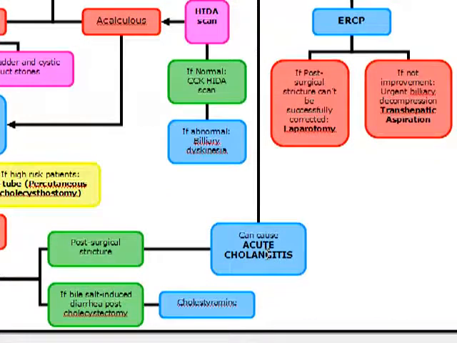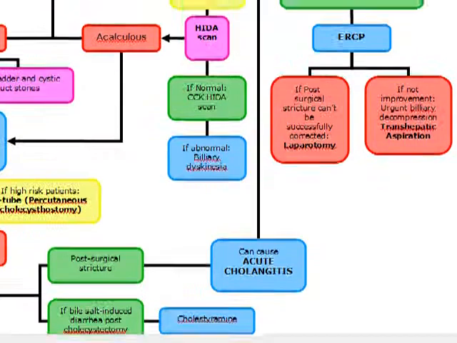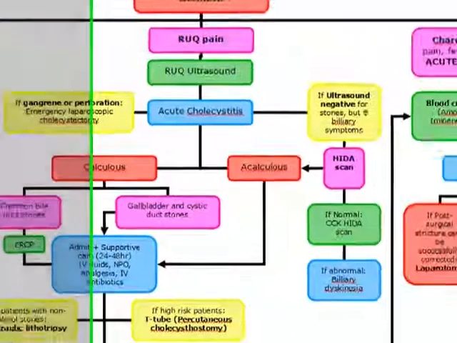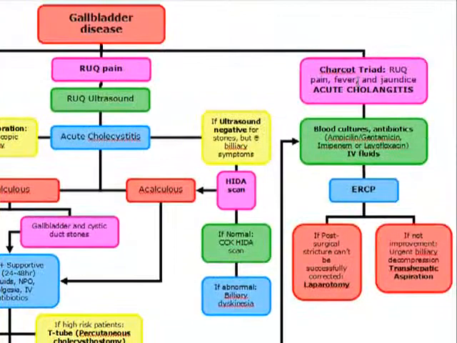Now, acute cholangitis, this is the way you're going to differentiate between cholangitis and cholecystitis. Cholangitis is going to have the presence of jaundice. Okay. On top of that, there's a triad for cholangitis, which is the fever, the right upper quadrant pain, and the jaundice.